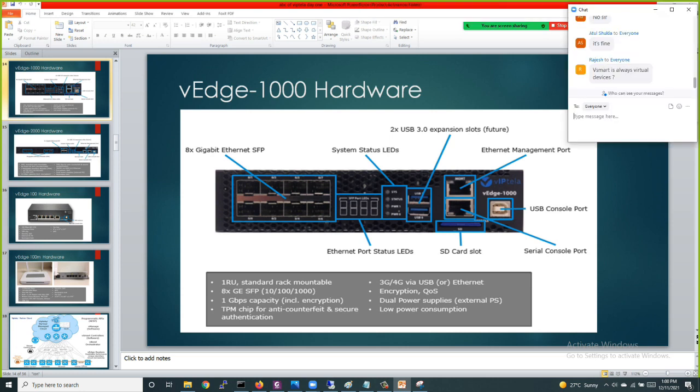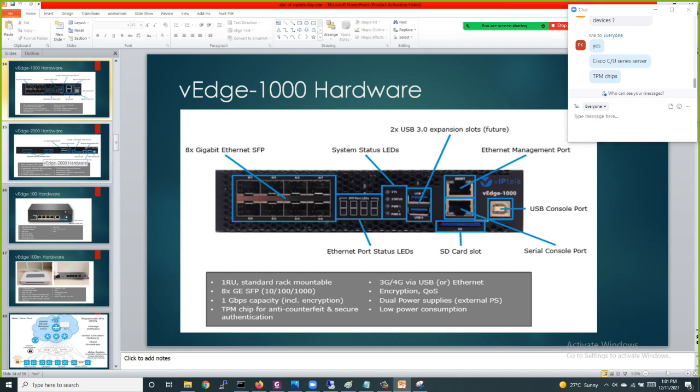Yes, all these appliances can also be virtual, right? So what you can do is you can buy a Cisco UCS server, and you can deploy on those servers, right? Now, read about TPM chips. What are TPM chips? I want all of you to read about them, right? Every vEdge device will have a TPM chip, right? So what is the use of this TPM chip? You should be knowing about it.